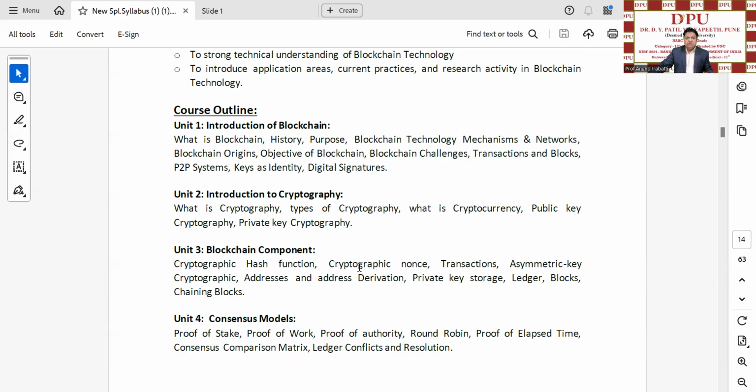The third unit speaks about the blockchain components. What are the components that a blockchain is composed of?